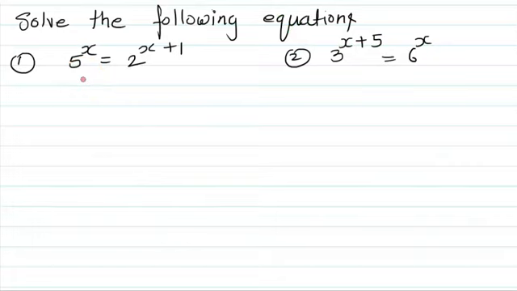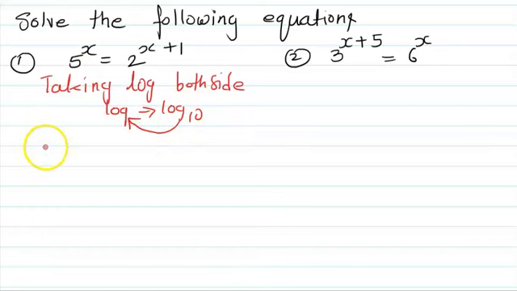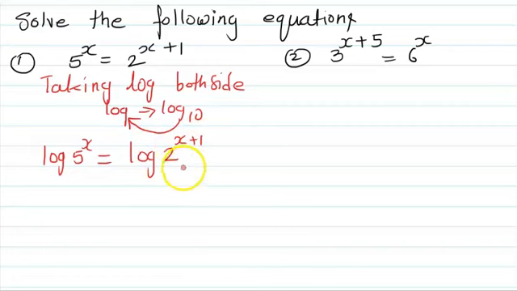Solve the following equation. First equation is 5 to the power x equal to 2 to the power x plus 1. So what we need to do, first we'll do here, taking log both sides. As I mentioned, log is basically a log with base 10. So rather than writing log base 10, we write down log here. So if we take log both sides, it should be log 5 to the power x, and it is log 2 to the power x plus 1.